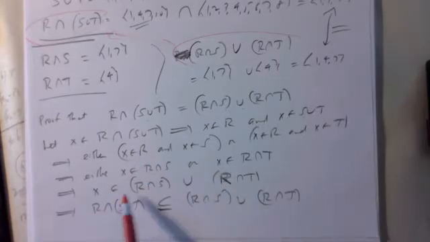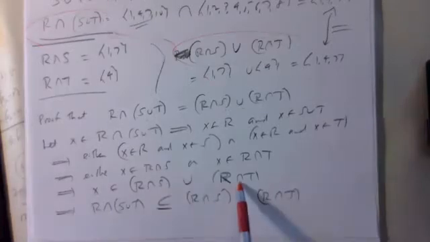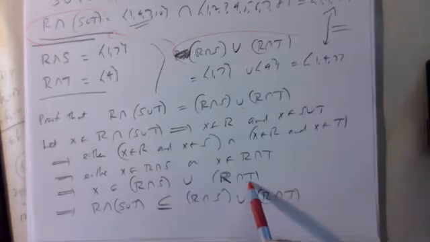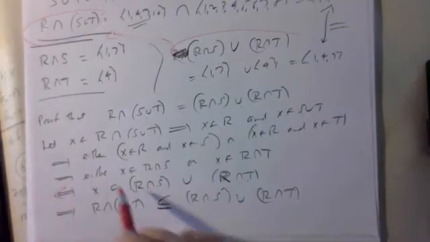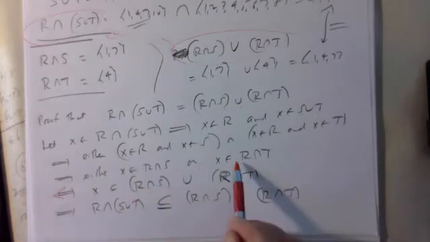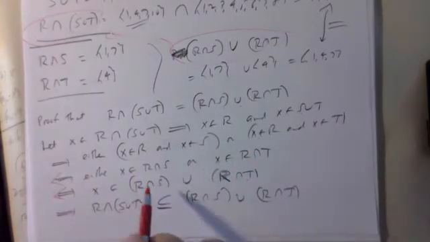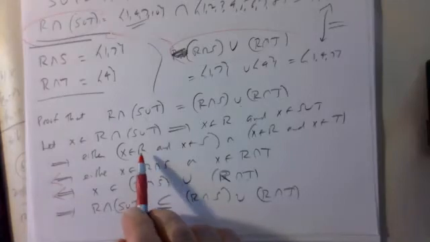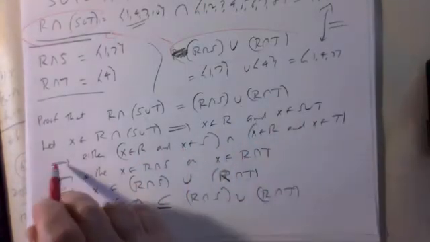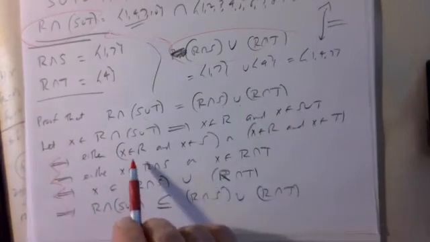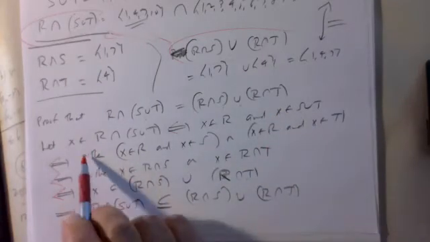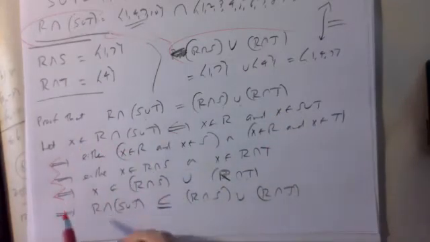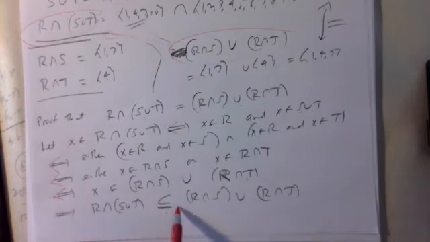an element X is in R intersect S union R intersect T. Suppose this is true. This means that X, just working backwards, is in either R intersect S or R intersect T. This means that either X is in R and S or X is in R and T. In both cases, X has to be in R and X is in either S or T, which means X is in R intersect S union T. So we get the opposite inclusion here.